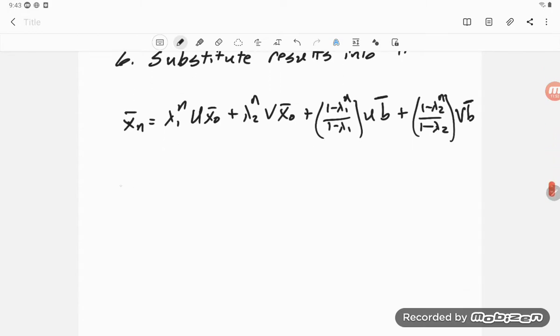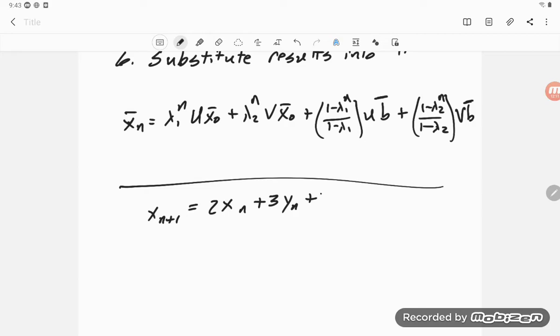Okay, so let's try that with an example. We'll use the same matrix we used for the differential equation. So we have x sub n plus 1 is equal to 2xn plus 3yn plus 2, and x0 equals 4, and y sub n plus 1 is equal to 2xn plus yn minus 3, and y0 equals 1.